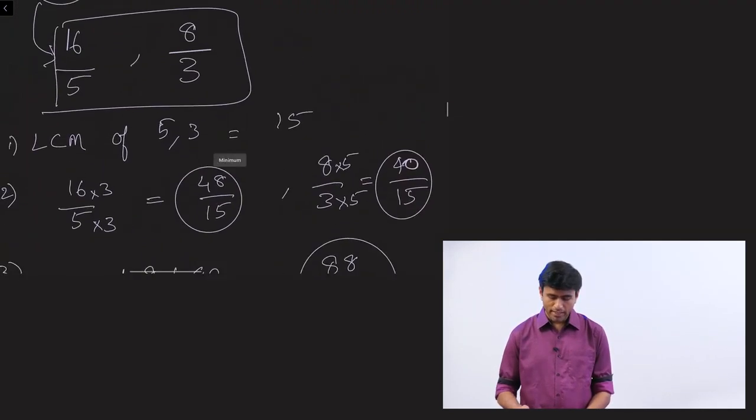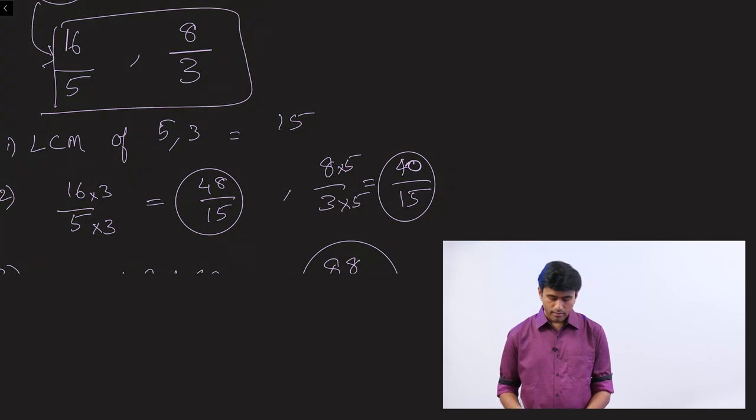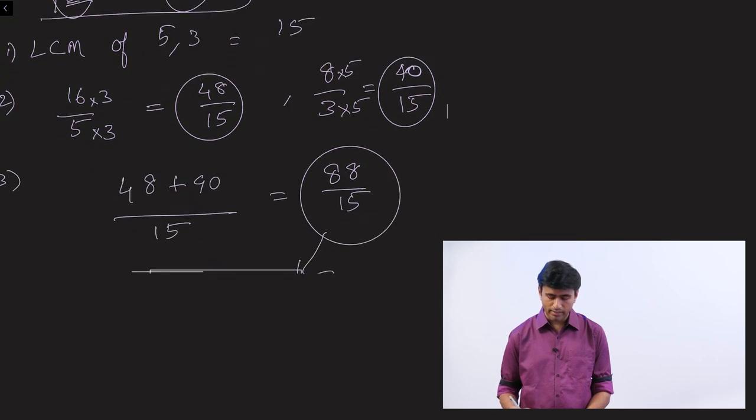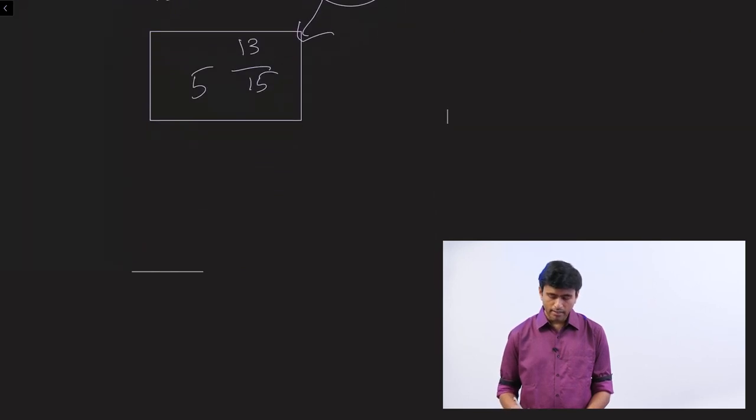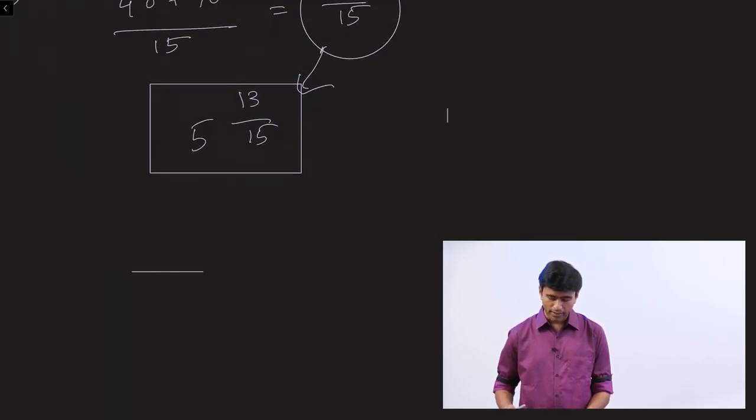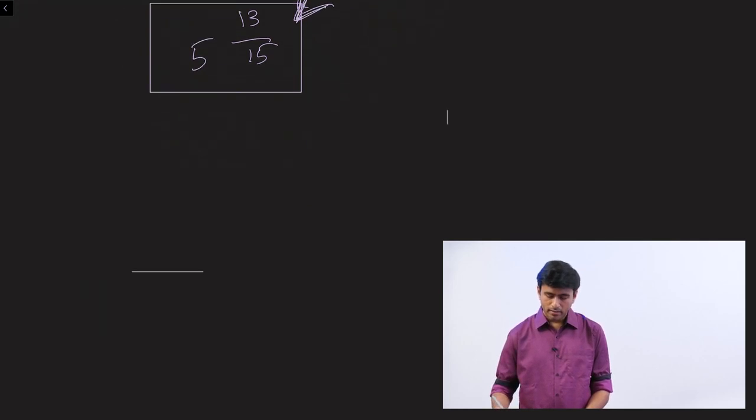So when a fraction is given, find the LCM of the denominators. Once you find the LCM, convert the fractions into equivalent fractions having the same denominator, and then just add both the fractions. Once you add it, make it into its simplest form.